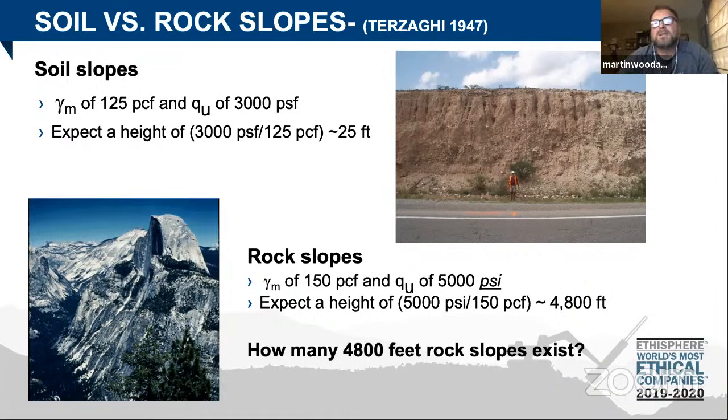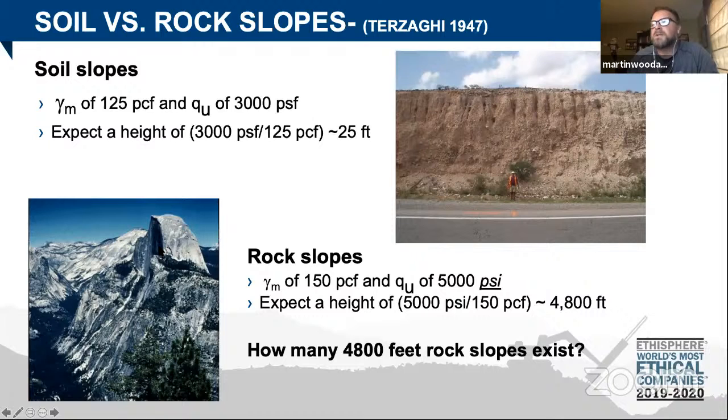Well, when you take a look at the rocks and the numbers, you look at a unit weight of a rock slope, and by the way, that's a fairly low number, 150 pounds per cubic foot, and an unconfined compressive strength of about 5,000 psi. Remember, it's psi, it's not PSF. So what is that factor? 144. So it's a really significant difference, not just the 5,000 to 3,000. But when you do this math, you actually start to come out with a number that's really, really high.